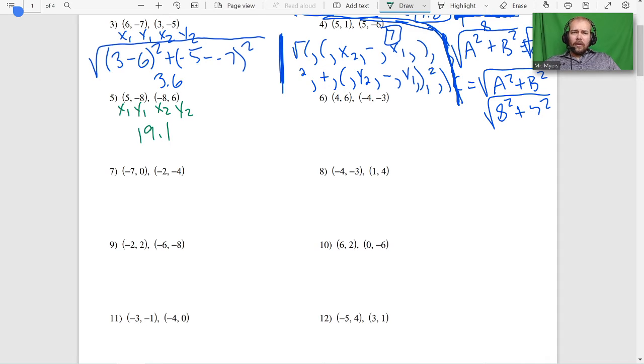Right? And that's really all there is to it. So let's do it again for number 6 and see if you can stay with me at regular speed. If you didn't last time, it's going to be the square root of open parentheses x2 minus x1 squared plus y2 minus y1 squared, close parentheses, enter. And I get 12.04, which is just 12.0.